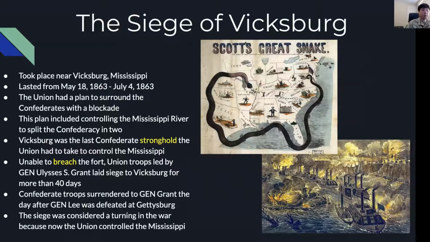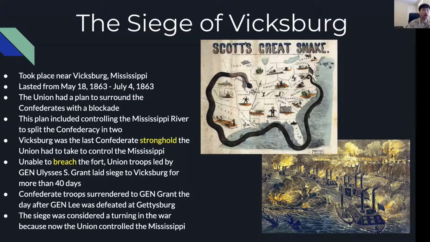So the siege lasted from May 18th in 1863 to July 4th of the same year. Now, at the beginning of the war, the Union had a plan to surround the southern states with a blockade that would effectively control the number of ships entering and leaving the southern states, so that would stop their supply train, that would stop their cotton from leaving the South so they could sell to Europe or Asia or overseas, and it would stop supplies like weapons, ammunition, and medical supplies coming into the South to help with their war effort.